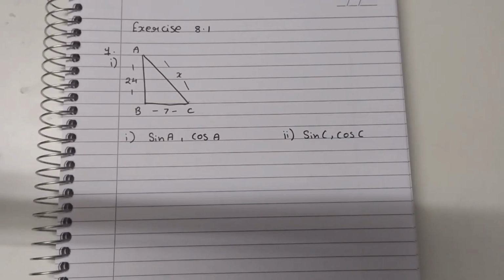From the chapter Introduction to Trigonometry. In the first question, they've given that in triangle ABC, right angled at B, the length of AB is 24 centimeters and the length of BC is 7 centimeters. We need to determine sine A and cos A, and secondly, we need to find sine C and cos C.